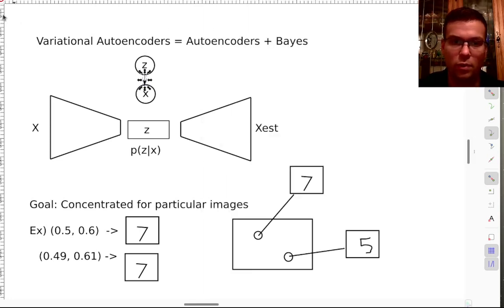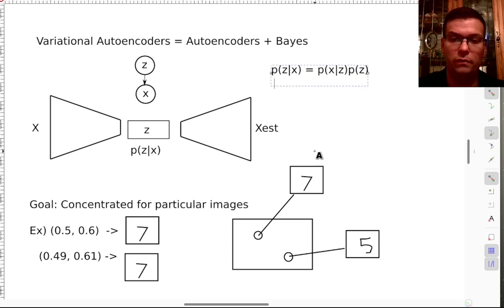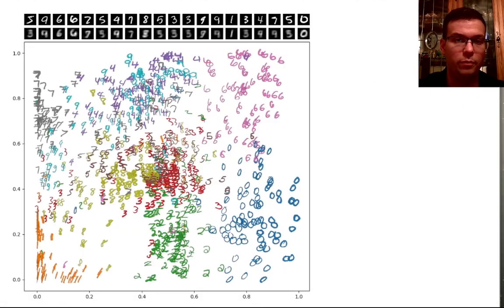I want to know what is the probability of the latent vector given the observation. So to flip that around, I'm going to use Bayes' rule. The probability of z given x is equal to the probability of x given z times the probability of z, all divided by the probability of x. Let me label these different parts. This is a review of stuff we've done before with Bayes' rule.